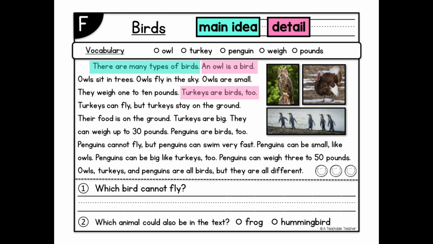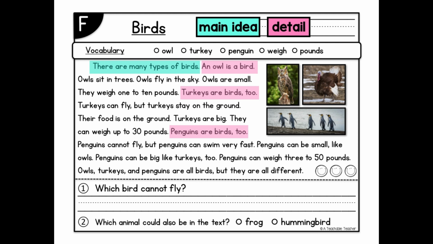Oh, wait, I found another detail. Penguins are birds too. I just found another type of bird. Penguins cannot fly, but penguins can swim very fast. Penguins can be small like owls. Penguins can be big like turkeys too. Penguins can weigh 3 to 5 pounds. Owls, turkeys, and penguins are all birds, but they are all different.